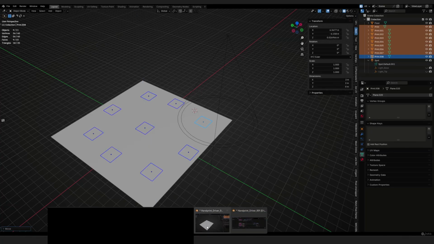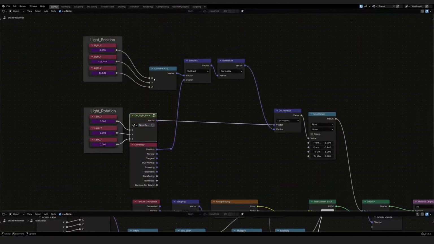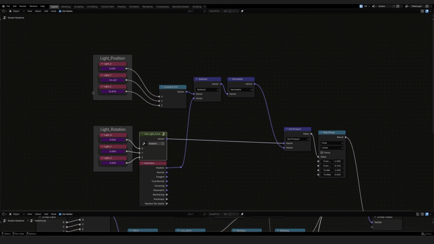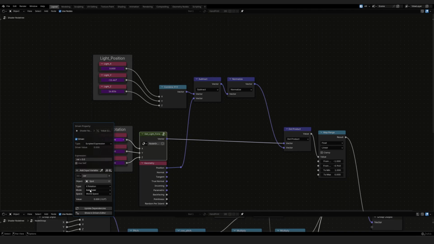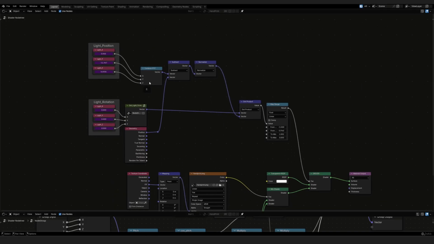Okay, and if I come back over here, you can see that within the shader, we are using a bunch of values that are mapped to the position of the light using drivers. If we edit this driver, you can see we have the X, Y, and Z world space locations for the light, along with the X, Y, and Z world space rotations for the light. And we're using these with lots of math.